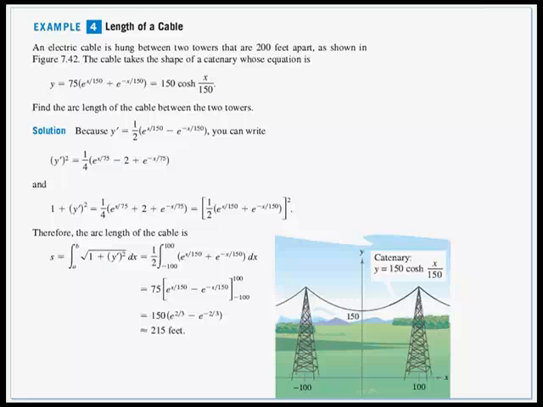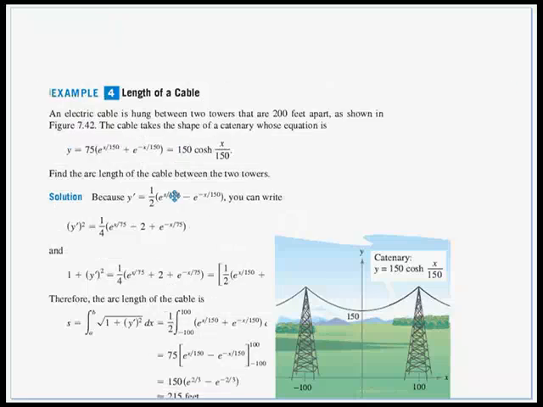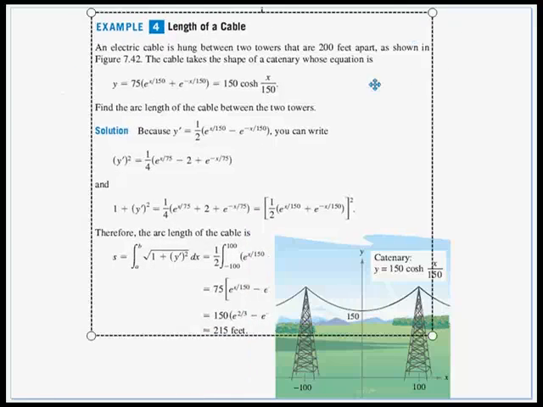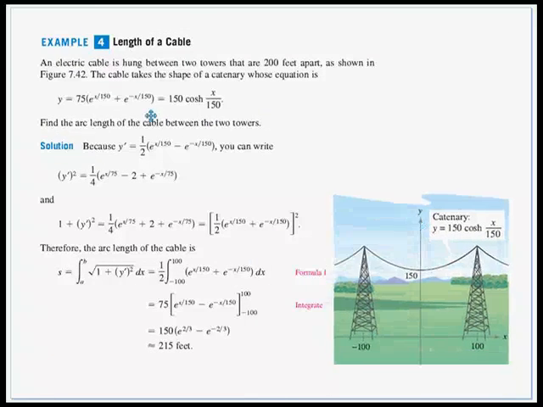Alrighty. Example 4, nothing to write down here, but this is a neat real-life application. Where would you ever use something like this in the real world? If we're stringing cables, the length of a cable. An electric cable is hung between 2 towers. The towers are 200 feet apart, as shown in the figure. They're imposing a coordinate axis on there and putting the y-axis right in between the towers. So we're going from negative 100 to plus 100, and we have this cable hanging down in between the 2 towers.